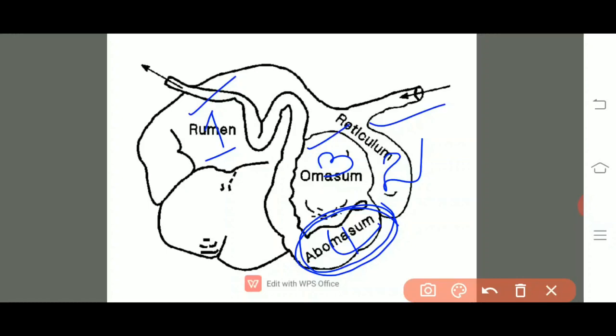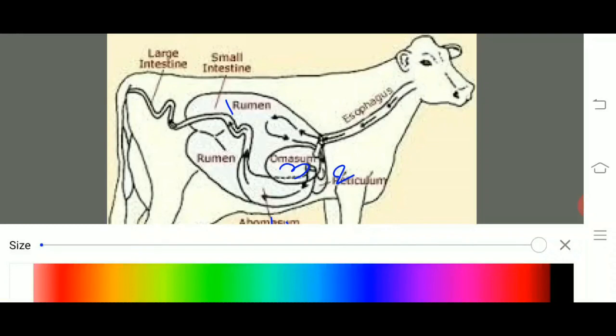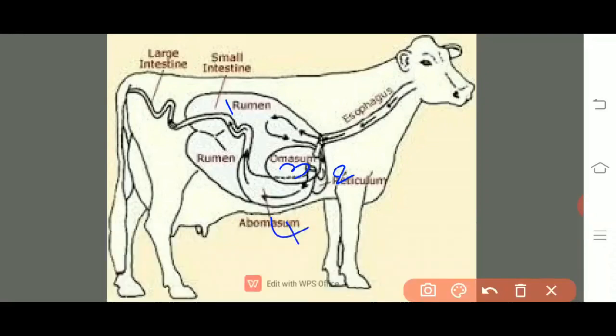Then we come to the digestion of cellulose in ruminants like cattle. Here we are observing the four chambers: rumen, reticulum, omasum and abomasum. How does the food material move from one place to another? First of all, the food ingested into the mouth mixes with saliva and is formed into a bolus, a small clump-like structure. These boluses are swallowed into the esophagus and reach the rumen first.